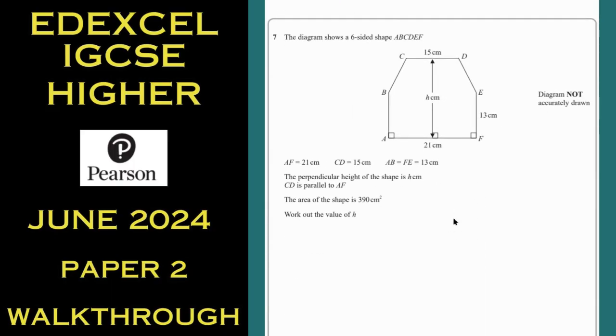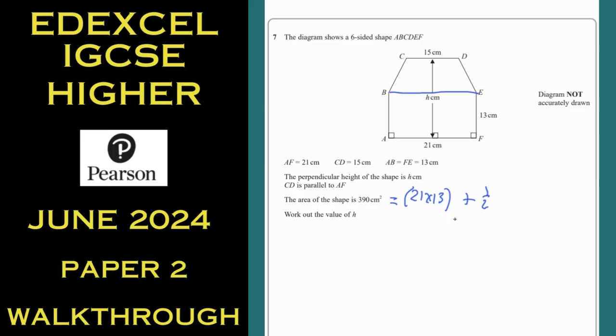Number 7. So we've got a trapezium on top of a rectangle. When you've got a compound shape, get it split. So we're told the total area is 390. So we can just crack on with setting up an equation. 390 is going to equal the rectangle, which is 21 times 13, and the area of the trapezium. Feel free to look up your formula page, but it's basically a half. In other words, it's the average of the parallel sides.